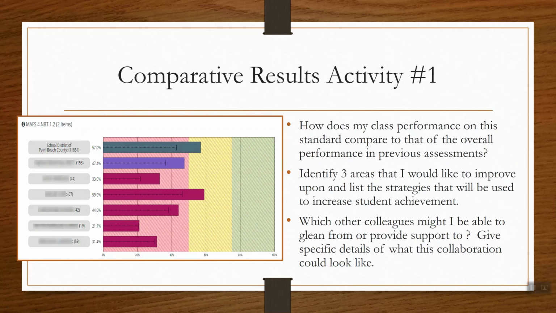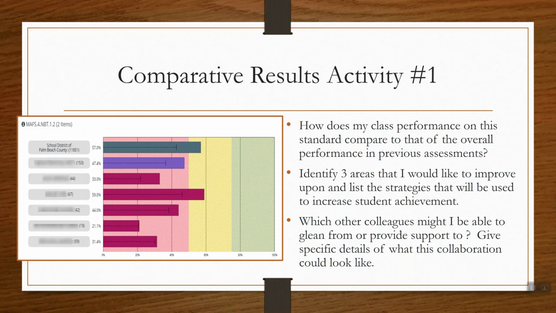The student item analysis report is a great report for teachers, but the comparative results report can help teachers prevent from having tunnel vision. By seeing the successes of others, teachers can strive for more and see that students can succeed. In this comparative results activity, we're taking a look at how the teachers did by standard compared to the school and compared to the district. And there are 3 important questions that are included in this particular activity.